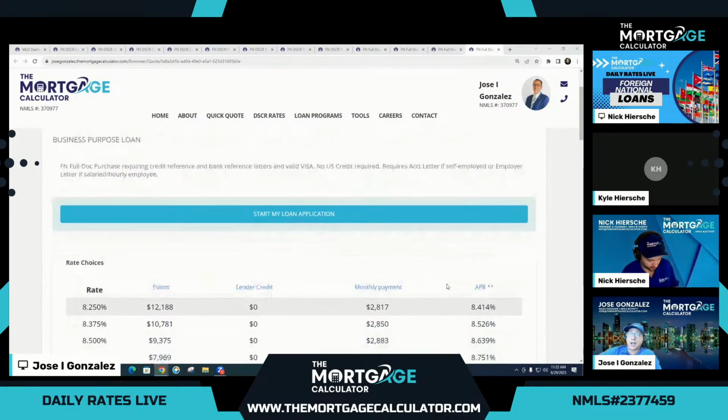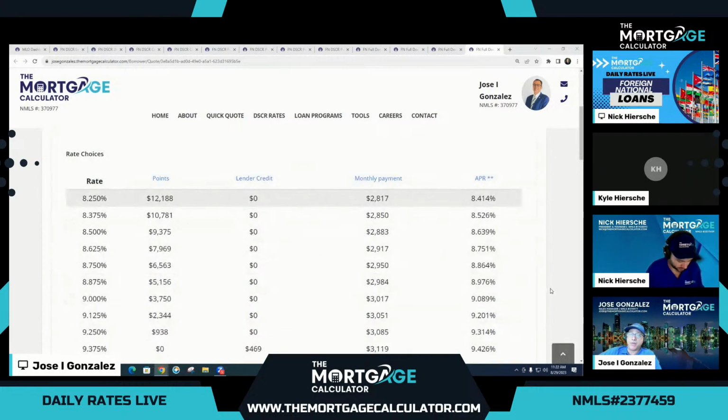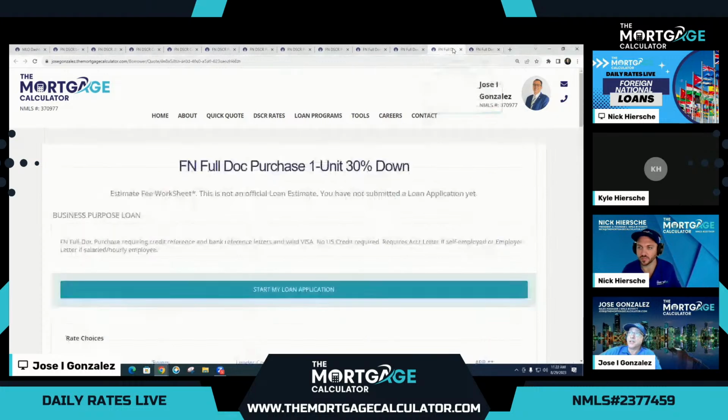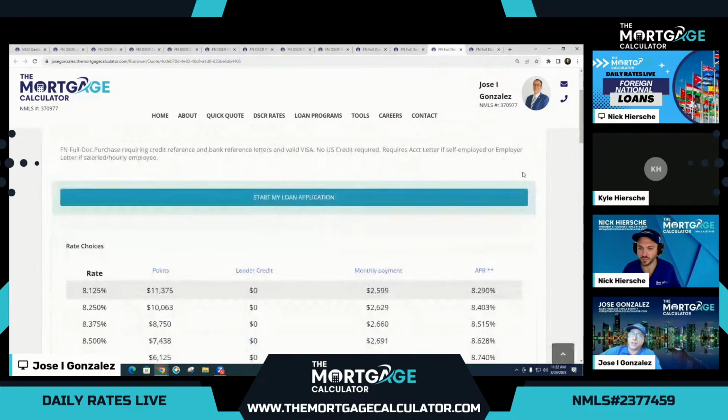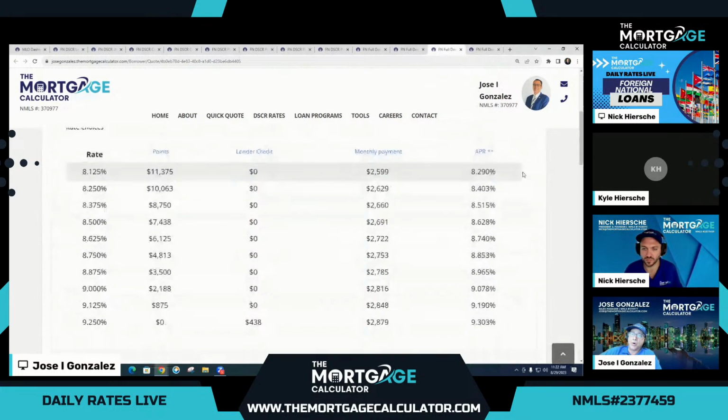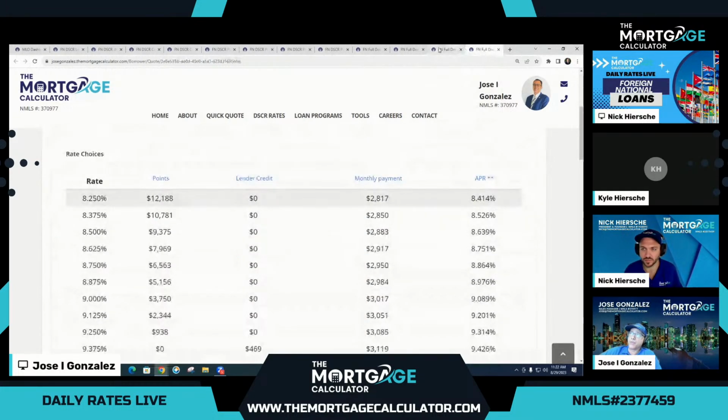So here are full doc options, 25% down, very good options. You're looking at 9.375 with a little bit of a lender credit, and you can buy that down all the way to 8.25. So same loan, but with 30% down, just so you could see it's a little bit lower on the rate here. This one was 9.375. This one is 9.25, and you can buy it down to 8.125. So a little bit of a betterment there, going the extra 5% down.